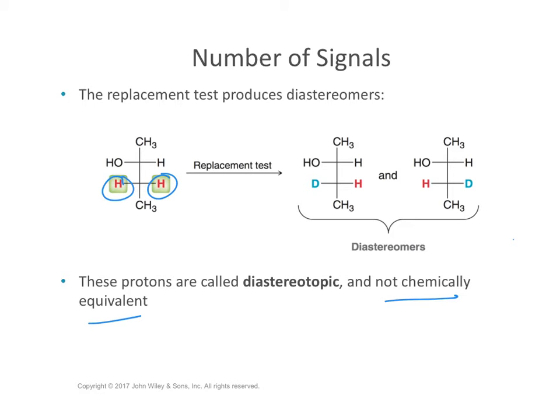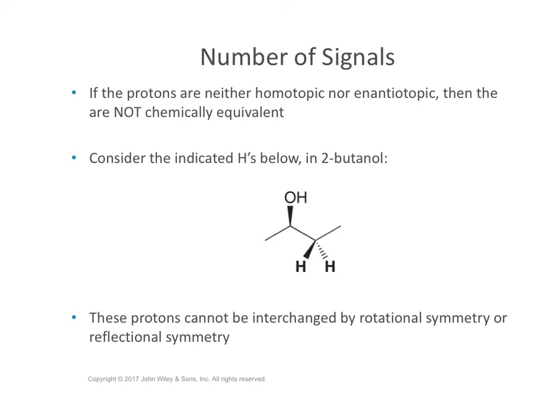to their own signal. So consider this structure shown here, and let's look at these hydrogens. These hydrogens are diastereotopic, therefore they are not chemically equivalent and they will each give rise to their own signal. You could do the replacement test to figure this out. You could also notice that there's no way to interchange them by rotational symmetry or reflectional symmetry.